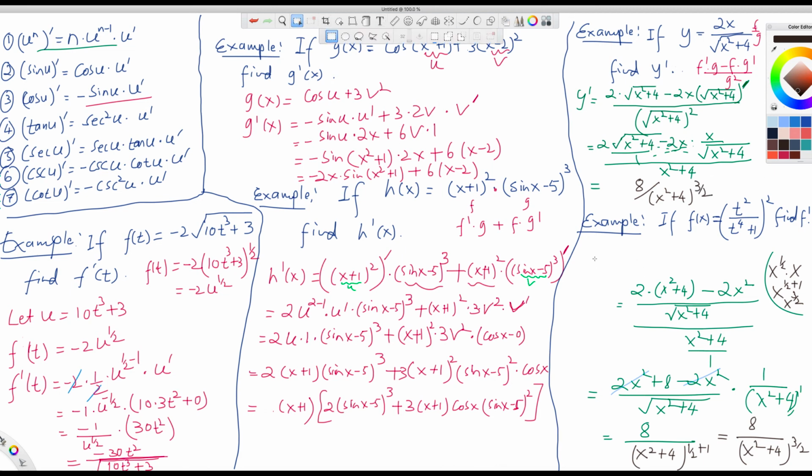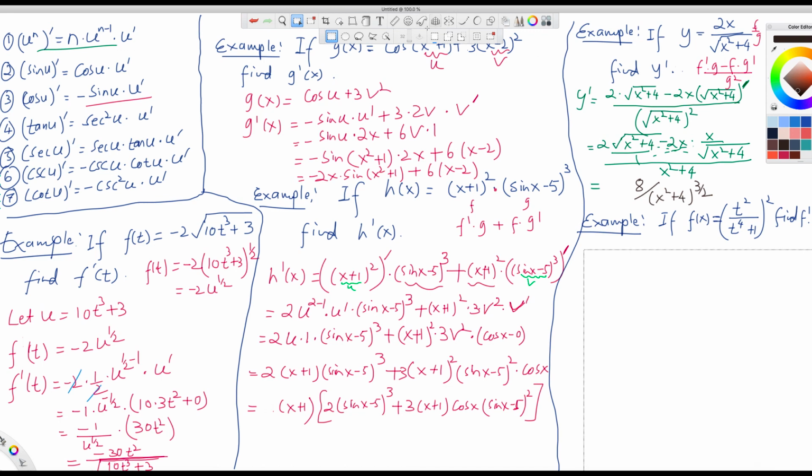Okay, so let me do another example here. We will do many examples as I mentioned earlier. So let me do this problem here. Okay, there is a chain outside, the whole power is 2, and then there is a quotient inside. So how do I handle this problem? What I'm going to do here is assume that this whole thing is u, so it is like u squared.